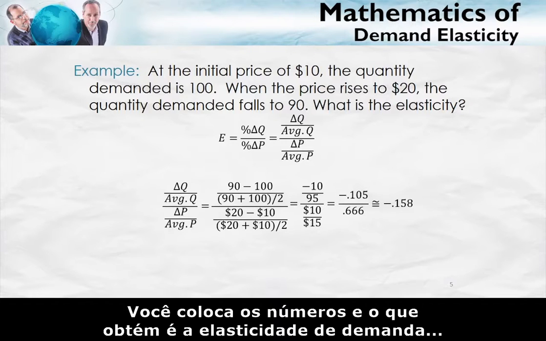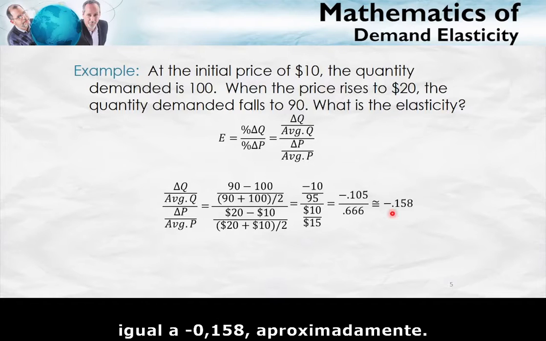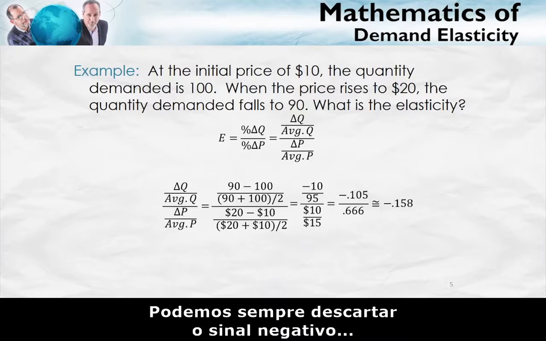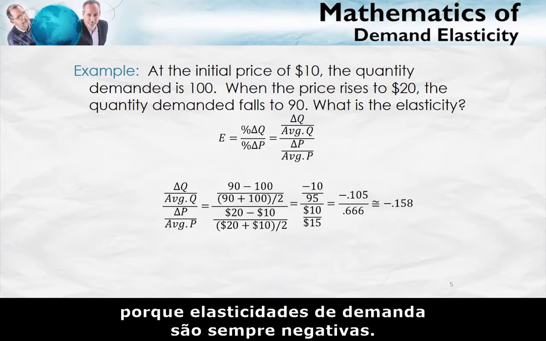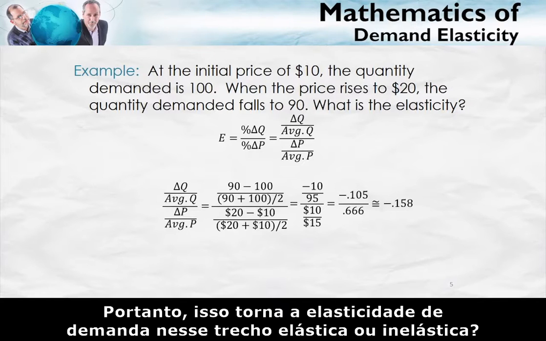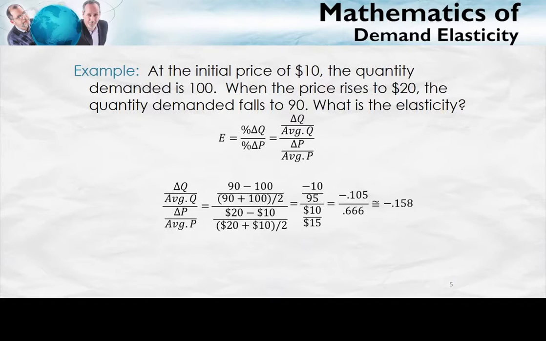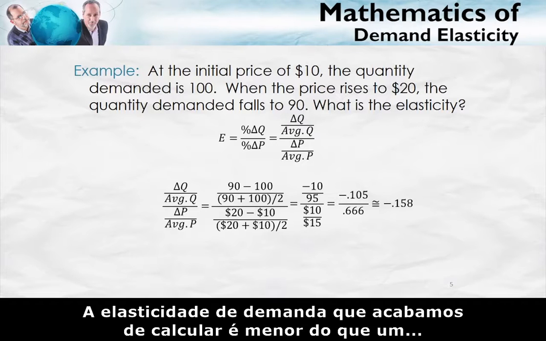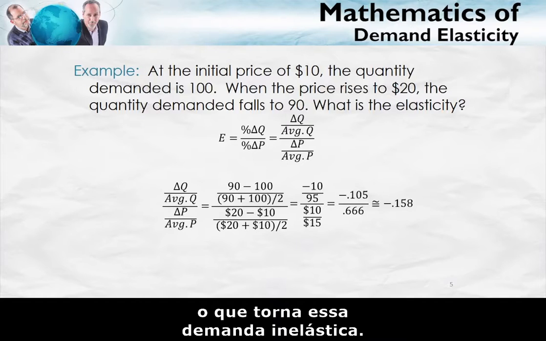You plug in the numbers, and what you get is the elasticity of demand is equal to negative 0.158, approximately. We can always drop the negative sign because elasticities of demand are always negative. So it's equal to 0.158. So does this make the elasticity of demand over this range elastic or inelastic? Inelastic, right? The elasticity of demand we've just calculated is less than 1, so that makes this one inelastic.